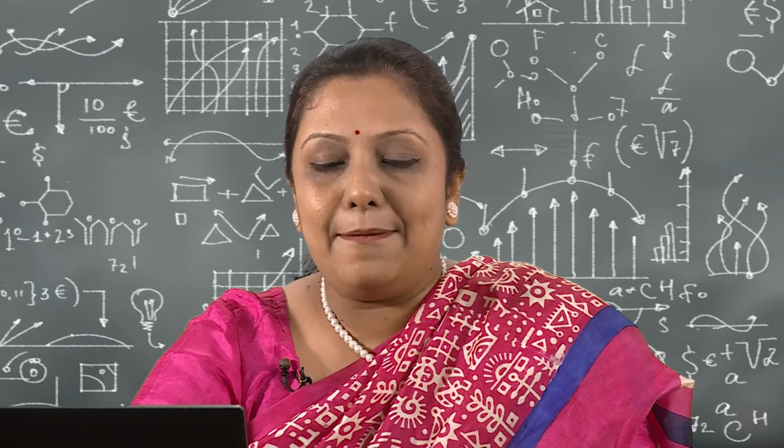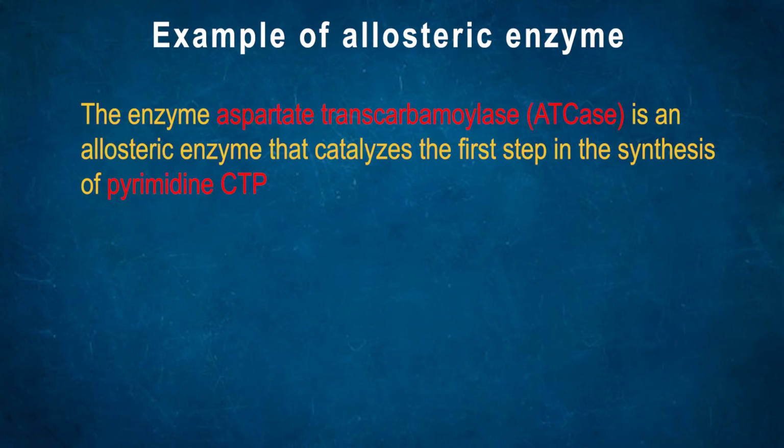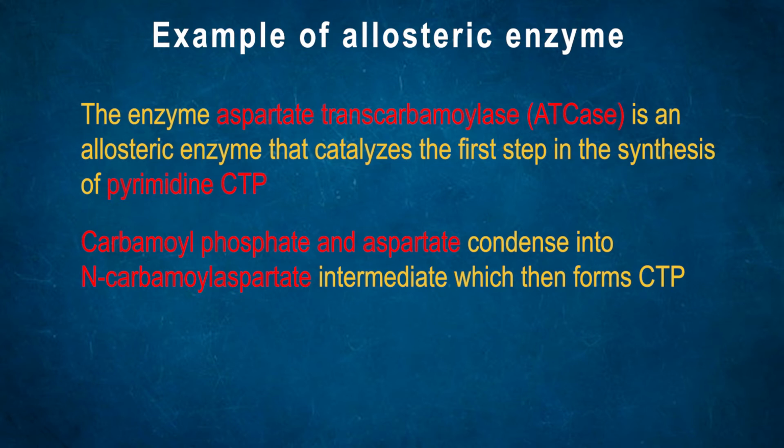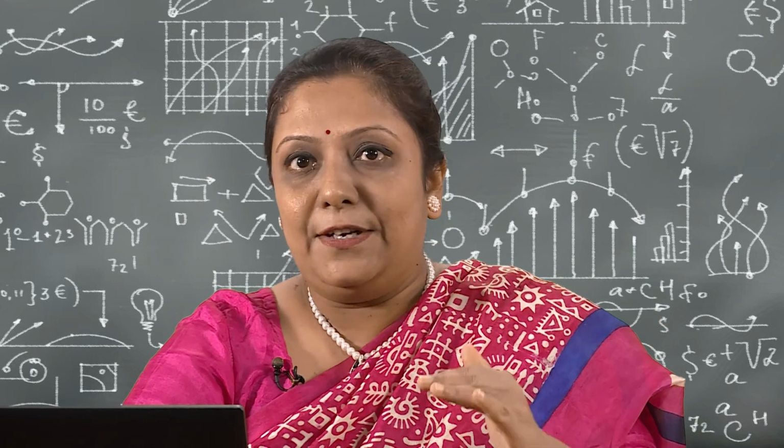The enzyme aspartate transcarbamylase, or ATCase, is an allosteric enzyme which catalyzes the first step of the synthesis of CTP. Carbamoyl phosphate as well as aspartate condense into N-carbamoyl aspartate, which is actually the first reaction metabolite for the CTP biosynthesis of the total reactions.